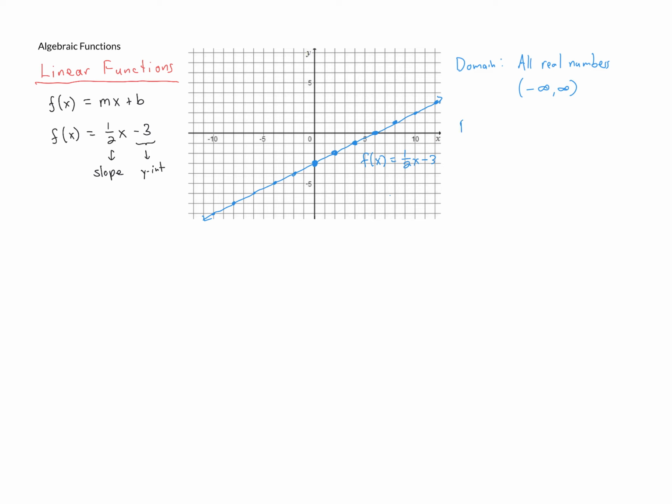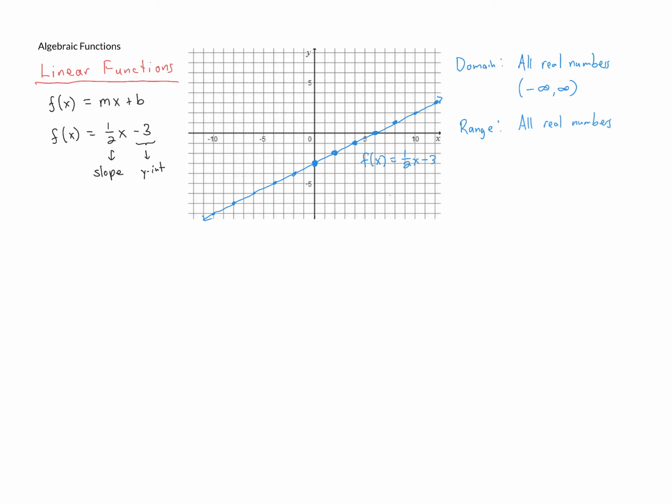And the range is also going to be all real numbers. If you look at this graph, it is going to keep rising up forever. So we're eventually going to hit any y value you want, or if we wanted a negative y value, we're going to continue going downward over there. So we really do get the whole range of the y-axis. So we can say the range is also all real numbers.